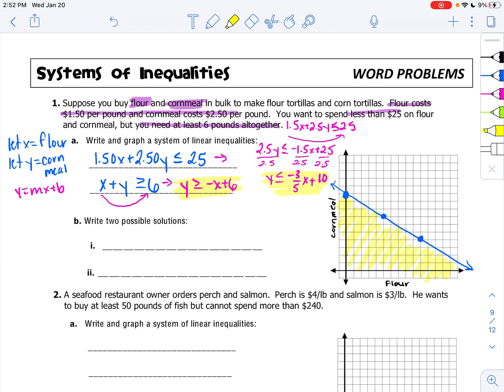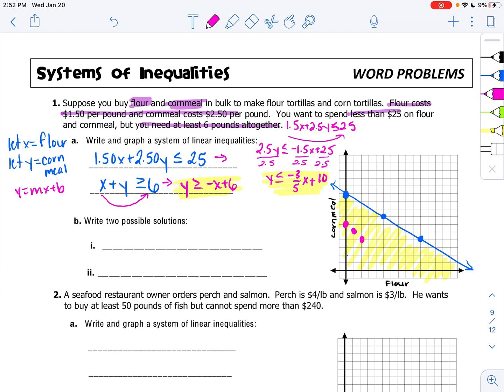And then our second line, y is greater than or equal to negative x plus 6. We have our y-intercept at 6, so on our y-axis we're going to go up to 6. And then from that point, we're going to use our slope to get 2 more points. So our slope in this one is negative 1. So that's negative 1 over 1, which means we're going to go down 1, right 1, down 1, right 1.